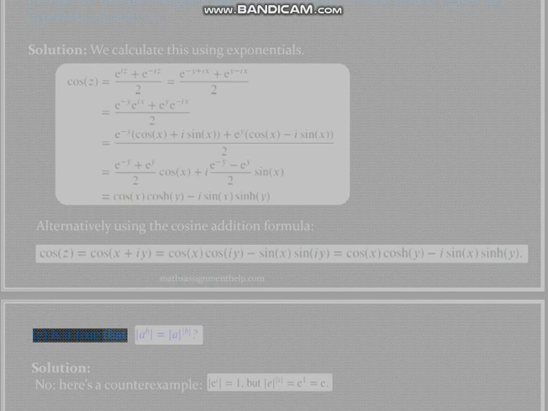C. Is it true that? Solution. No. Here's a counterexample.